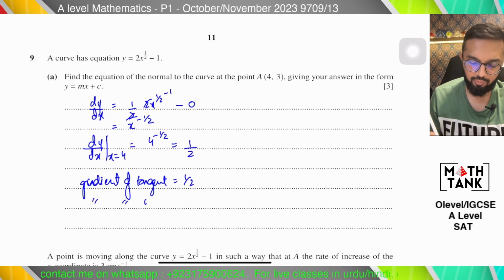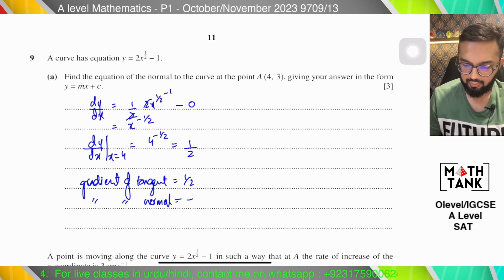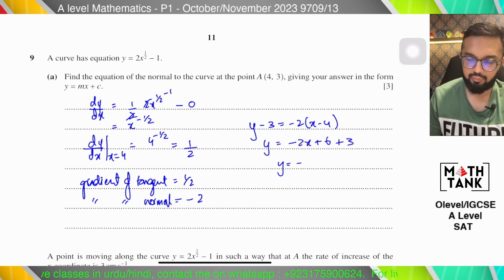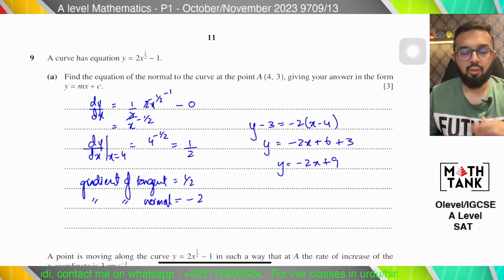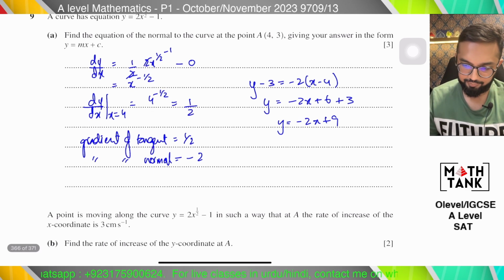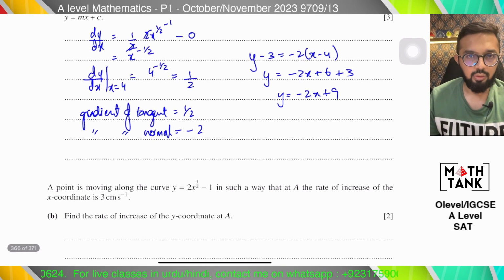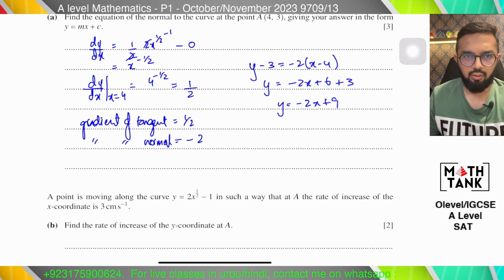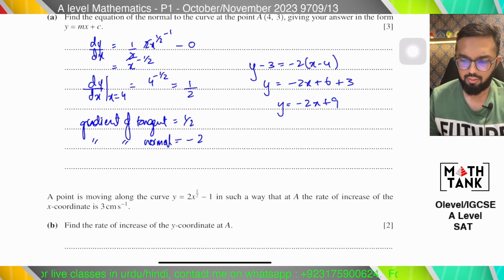half, gradient of normal is minus 2, so y minus y1 equals m times x minus x1. Okay, that is this question. Let's quickly verify that is the correct answer. Oh, that's 8, so that's 11.